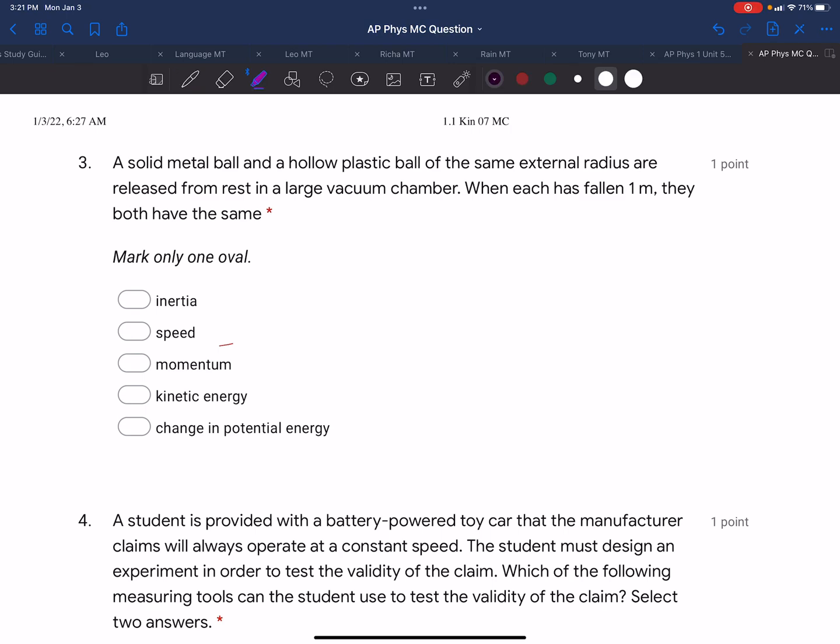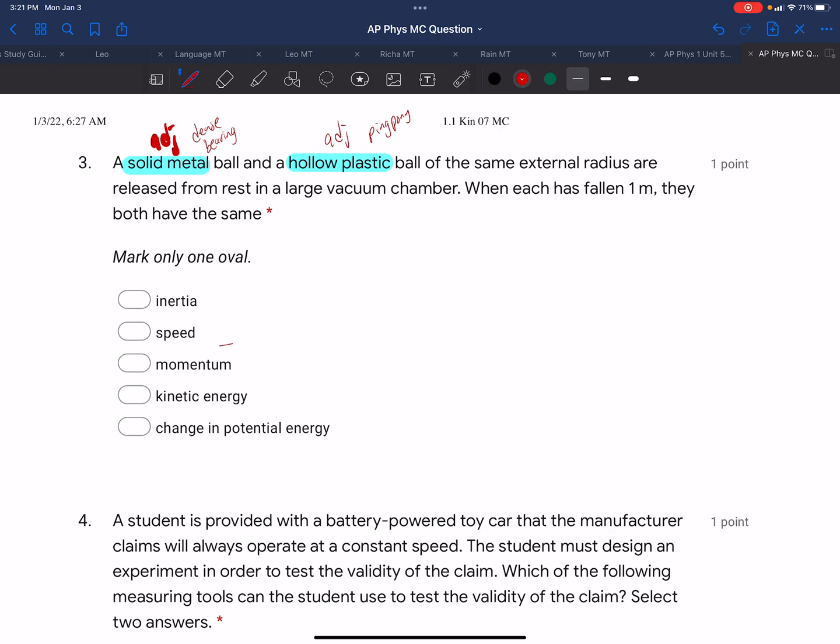We have a solid metal ball. So these adjectives that appear can provide critical information. And a hollow plastic ball. So we might think right off the bat, what is the difference between a solid metal ball and a hollow plastic ball? A hollow plastic ball might be like a ping pong ball. And a solid metal ball would be dense, like a bearing, more than a marble.